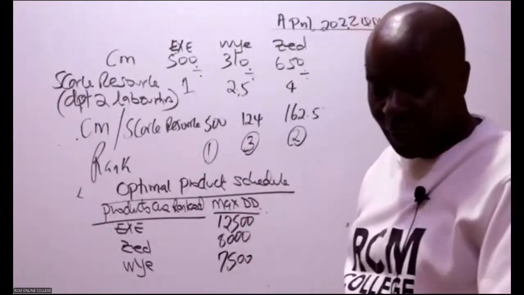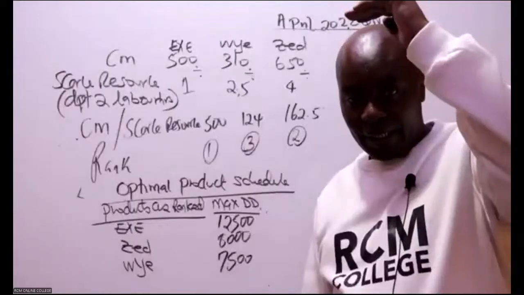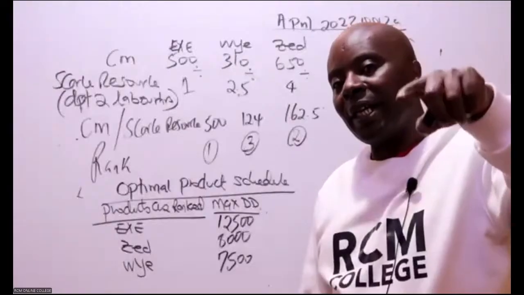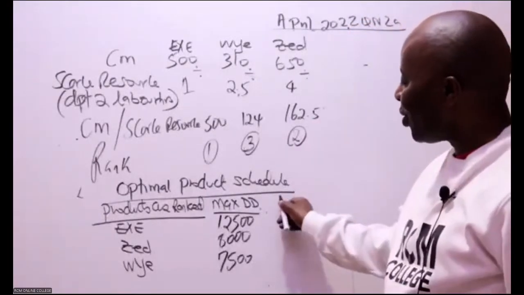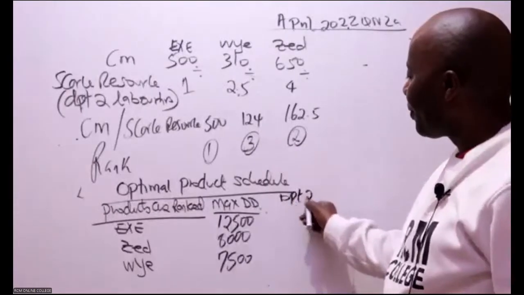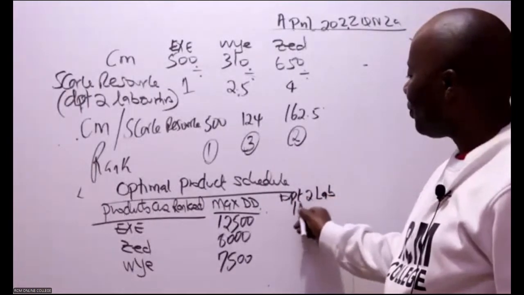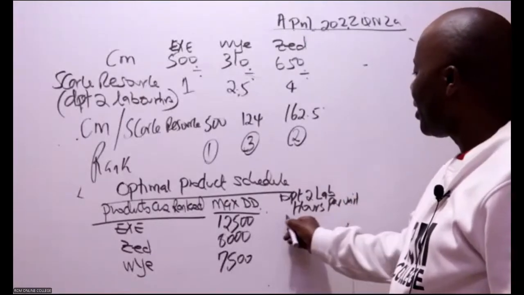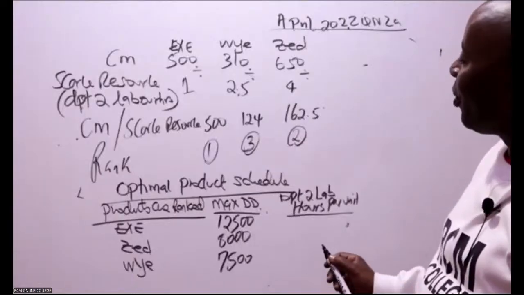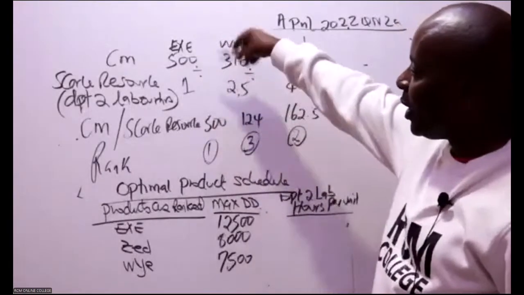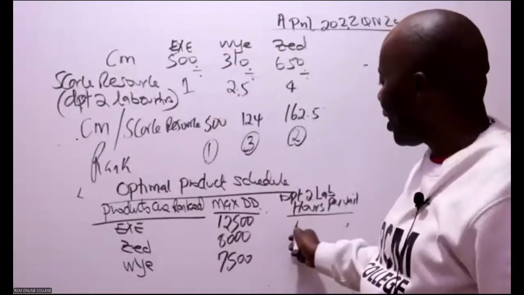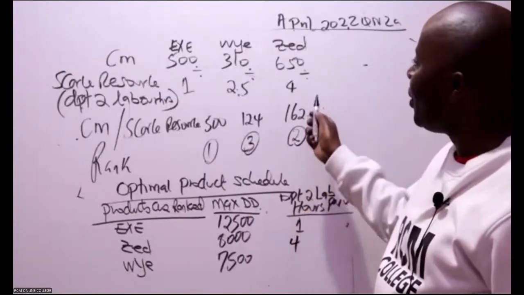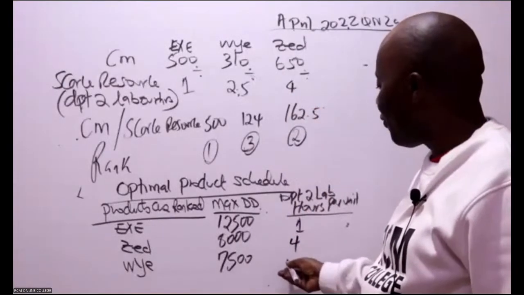Now, after that, ladies and gentlemen, remember, this is our ceiling. So our aim is to see how far the scarce resource will take us. So we have here scarce resource, Department 2 labor hours. So remember, this will be per unit at first. So Department 2 labor hours per unit. Are you able to see for X? It's normally from this table. So for X, I can see 1. And then for Z, I can see 4. And then in this case here for Y, I can see 2.5.